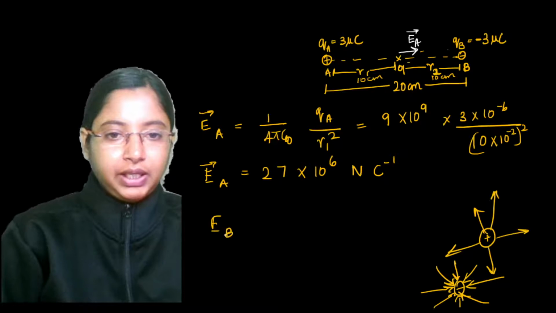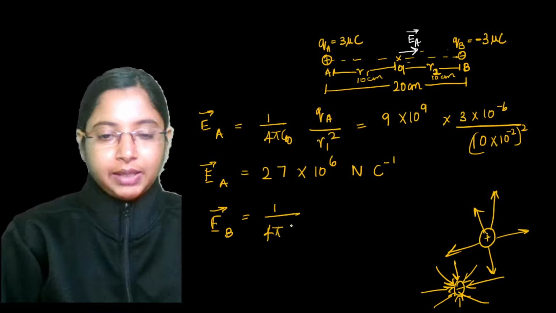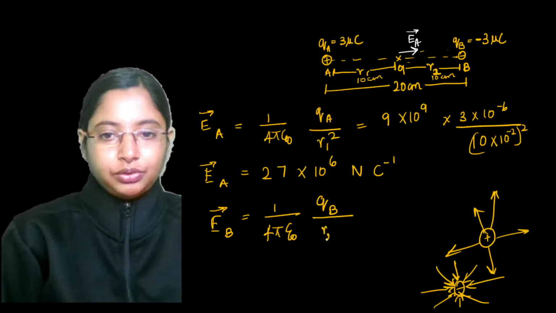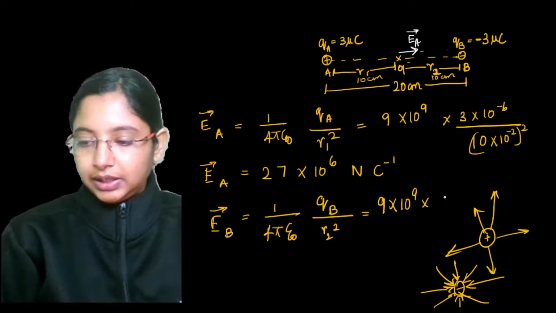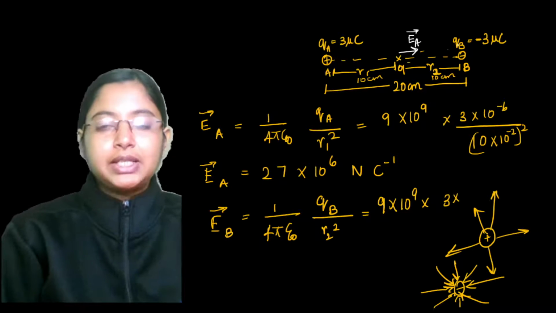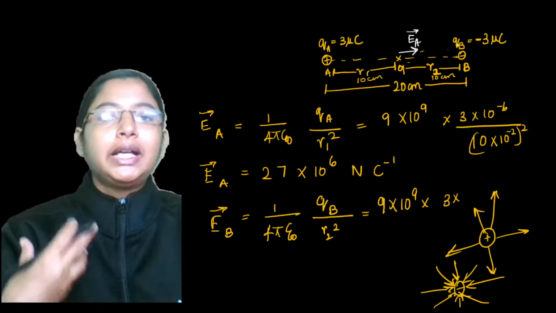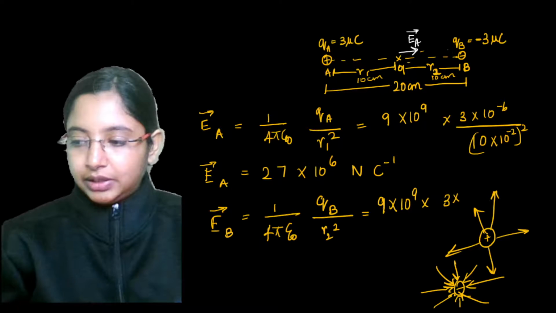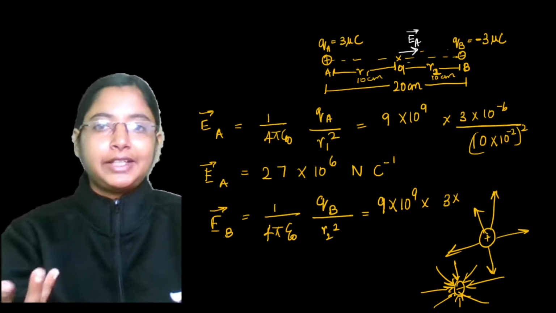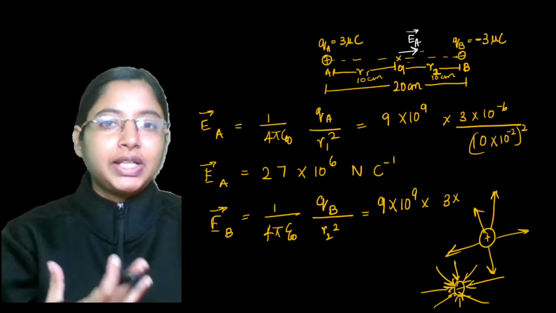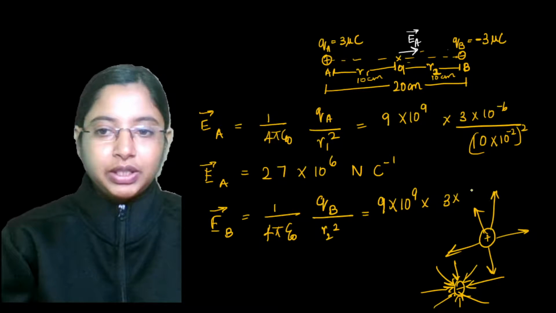Now, what will be the field at B in this case? It will be 1 by 4 pi epsilon naught, charge Q, this is because of P, into R2 square. So we know what R2 square is, right? This is 9 into 10 to the power of 9. Charge B in this case is 3 into, I'm not writing the negative sign simply because the negative sign just indicates it's a negative charge, an electron, and the positive sign indicates it's a positive charge, a proton. That's the only thing it indicates, right?